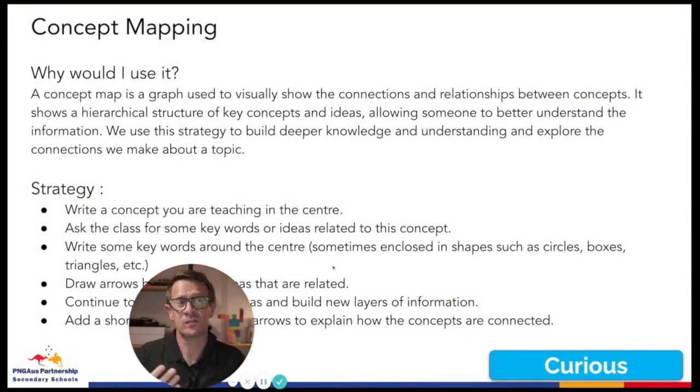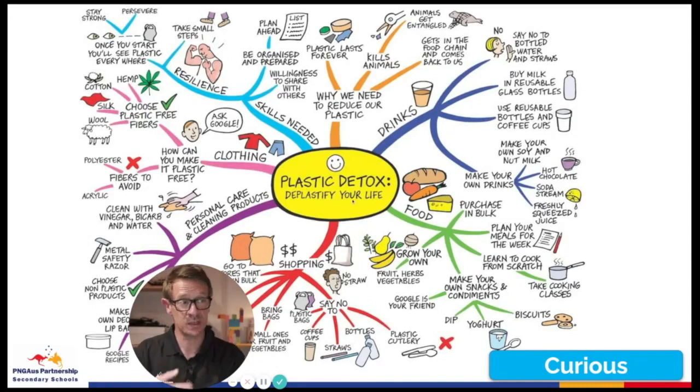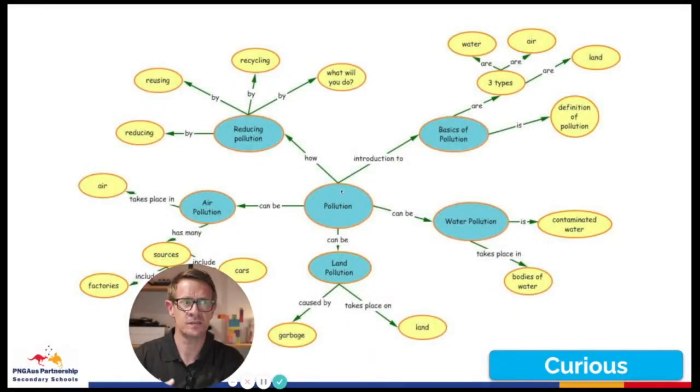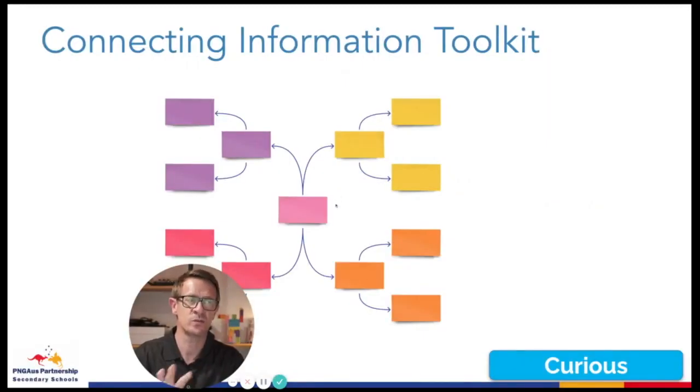And we start with one of the simplest, which is concept mapping. This is a graph or a visual representation of information that has been drawn and connected. Here's a couple of examples. This one is to do with plastic detox. So, deplastify your life. You can see all of the different threads, almost branches, heading out from that central concept. A concept map can be drawn in lots of different ways and is a really powerful way to show the connections between information. That's what we're doing here: thinking about how we connect information.